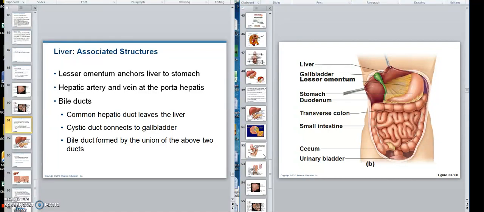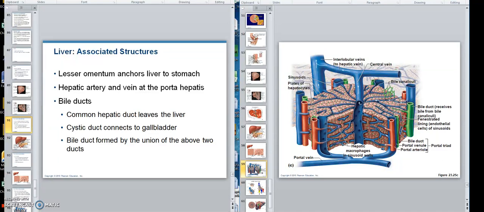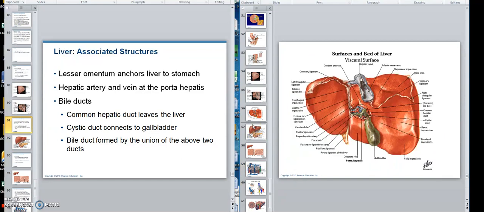Back to the liver. Follow with me here. We're going to break the liver down right there. Okay, so that's it. Now I want to talk about the portal triad. All right, so that's what we're going to talk about now.